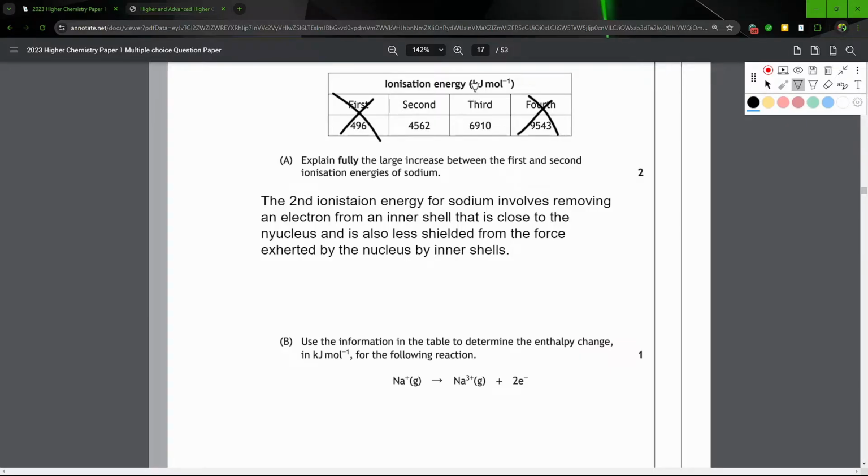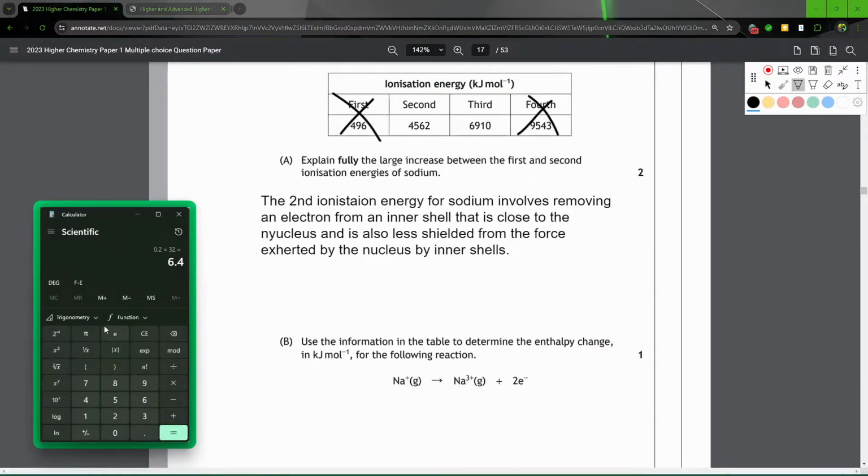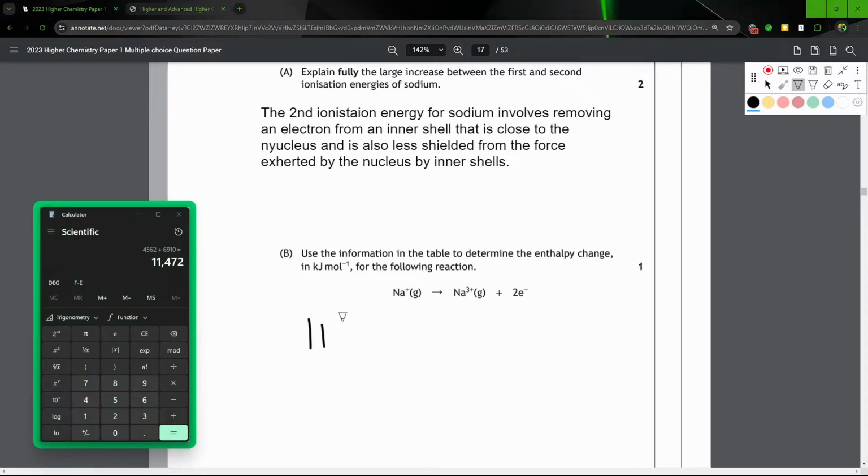If I put in 6,910 kilojoules per mole, that's not going to extract 3 electrons. It's only going to extract the third one. So we have to add these 2 together. And how are we going to do it? Well, we're not going to add it in our heads. That's for losers, nerds. We're going to use our calculators. And there we go. It'll be 11,472 kilojoules per mole.